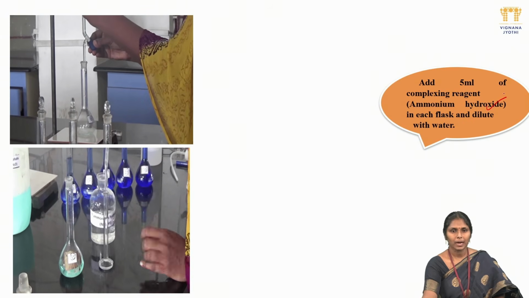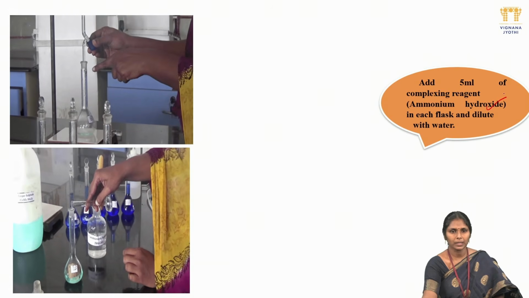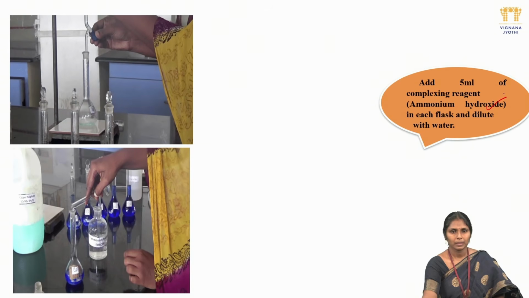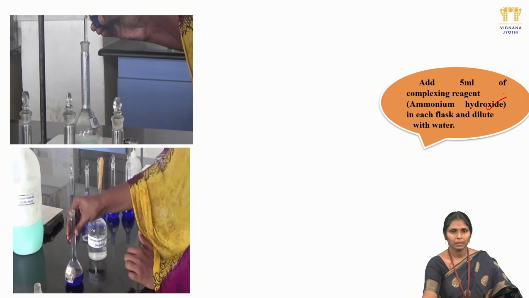In each standard flask, we have to add 5 ml of ammonium hydroxide. We have to measure it using the measuring cylinder and transfer it into the copper sulfate solution. Then it turns dark blue in color. Then shake the solution.